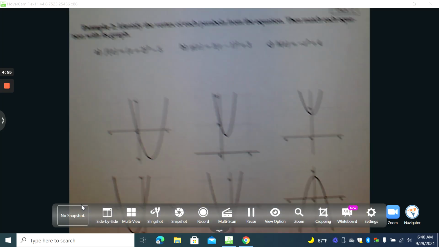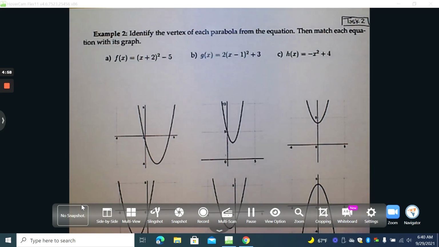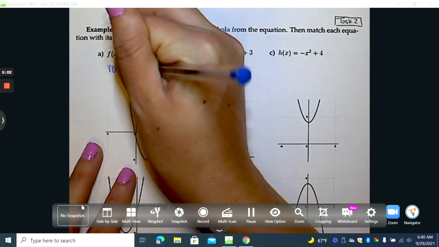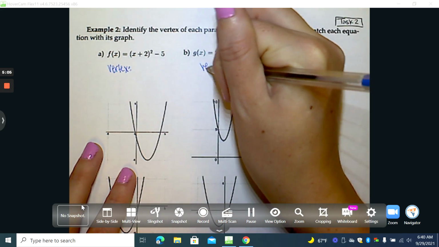All right, so let's flip over to the back side. And if I'm looking at these three, I want to write down my vertex for each of these. Vertex.